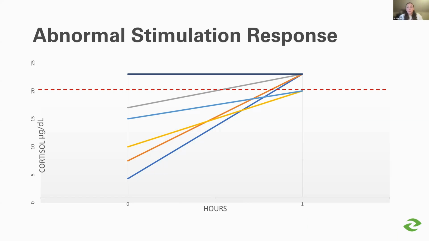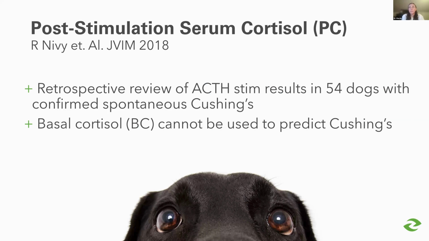There are many different patterns on an ACTH stim test that can be consistent with Cushing's, from a baseline that starts high and stays high to one that starts normal and stims high. Looking at this graphically, you can see that the baseline cortisol can really be anything, which begs the question, why do we do it? And this retrospective review of ACTH stim results in 54 dogs with confirmed spontaneous Cushing's stated that baseline serum cortisol concentrations cannot be used to diagnose Cushing's. An interpretation of the ACTH stim test is based pretty much solely on that post-stim cortisol in most cases.